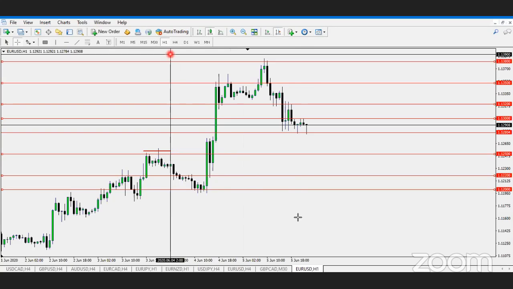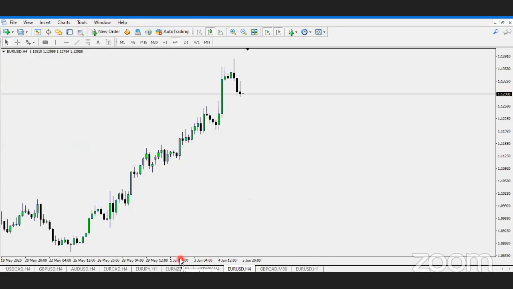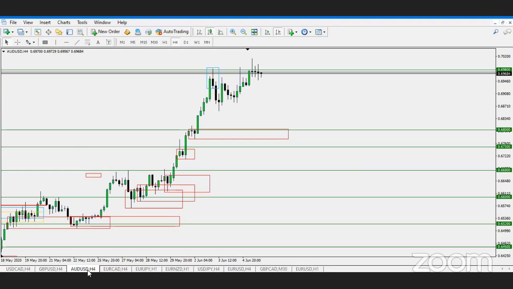You just need to add, as I said, the 800 level, the 500 level, the 200 level, and your round number. So that is just the 1,700, the 1,600, or whatever price or currency pair you are looking at. That is why the institutional price levels are so important.